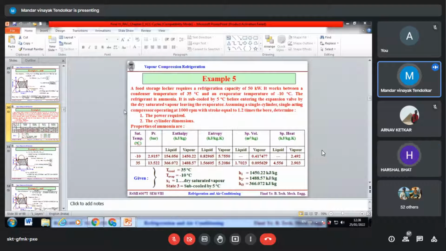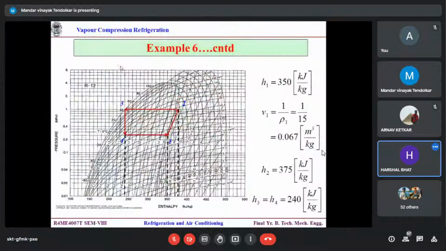Oh, so I understood? I was saying R22. Sorry, sir. I was saying R22, not R12. Sorry, sir. Got it, sir. Got it.